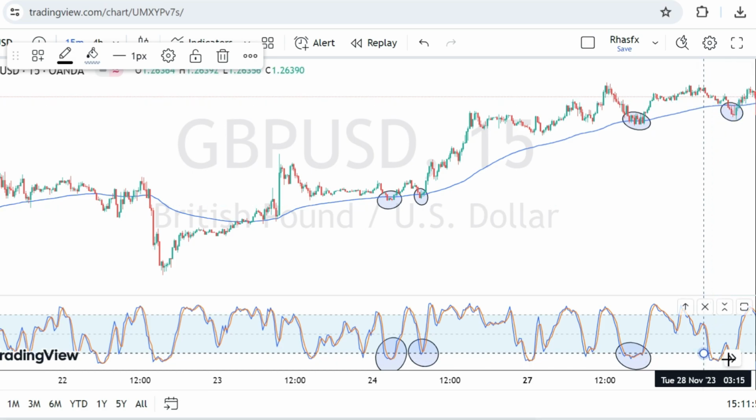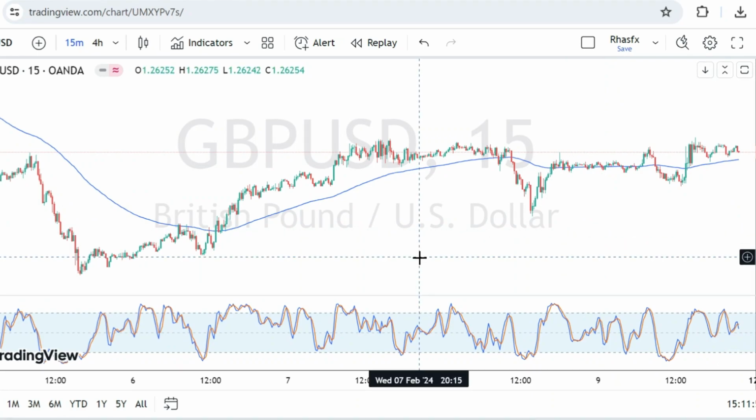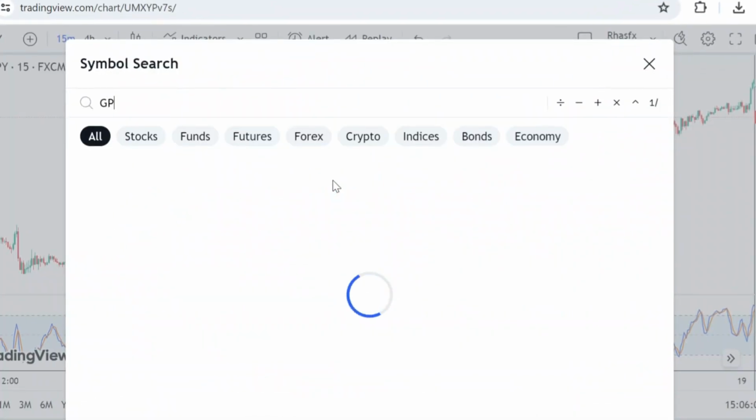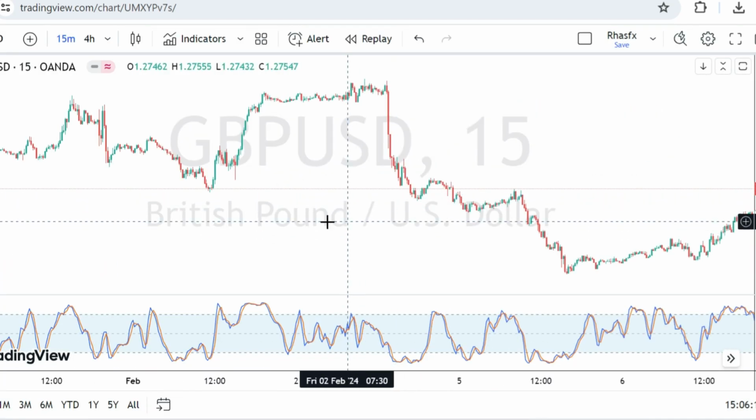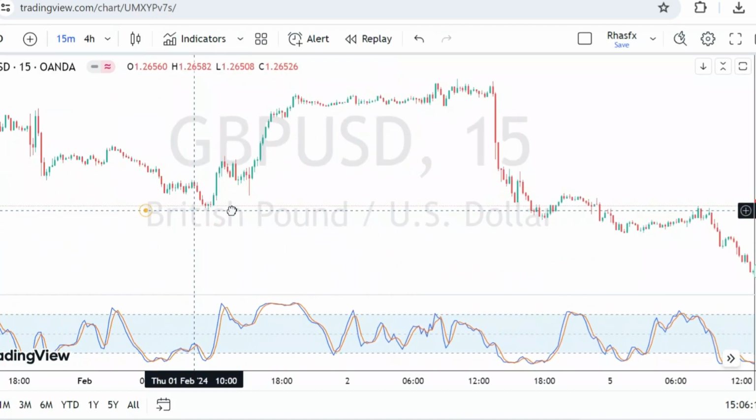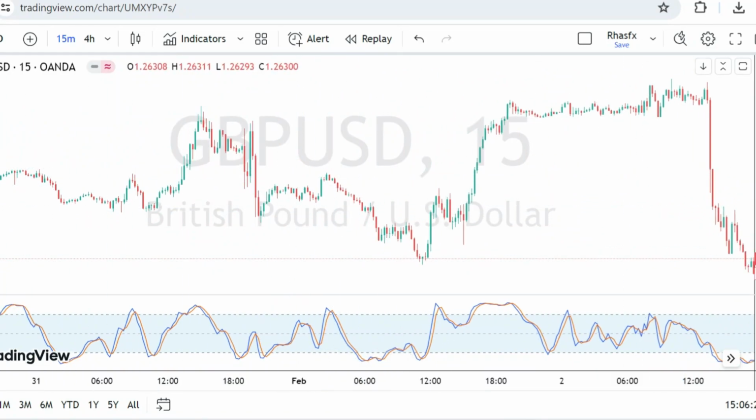Adjust settings if necessary. Many indicators have adjustable settings, for example, periods for moving averages and sensitivity for oscillators. Experiment with different settings to find the configuration that best suits your trading style and the specific market conditions you are dealing with.